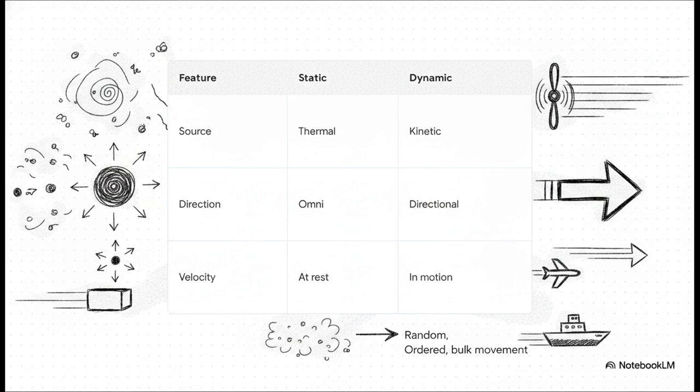Static pressure exists whether the fluid is still or moving, pushing everywhere omnidirectionally. But dynamic pressure only exists when the fluid has a velocity greater than zero, and it pushes in one specific direction. Understanding these contrasts is absolutely crucial to unlocking how vehicles master the skies and seas.